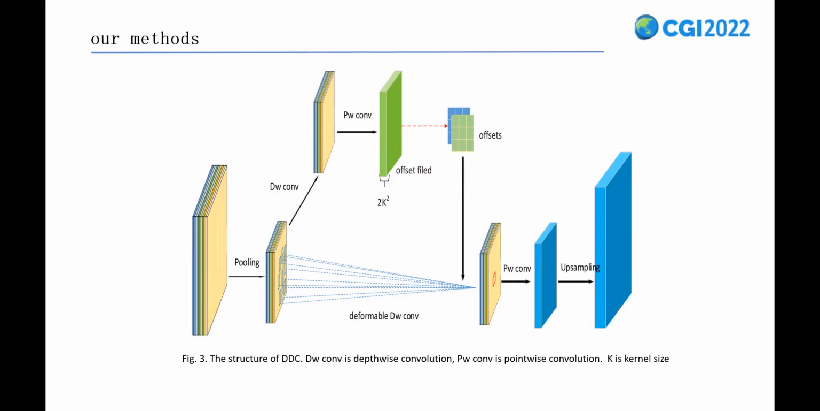in the calculation process. Substitute the offset into the depth-wise convolution to perform the operation, and then perform the point-wise convolution operation to change the number of channels. Finally, a linear interpolation operation is performed to restore the resolution of the resulting feature map to the input size.